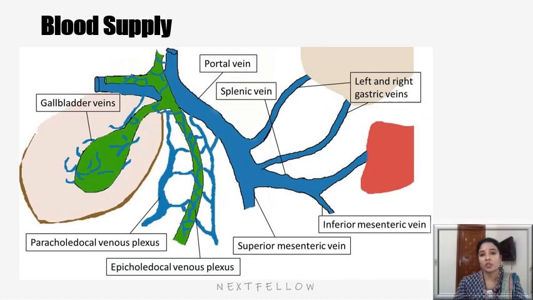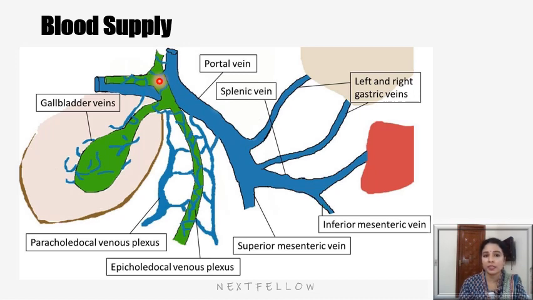And venous drainage of the gallbladder is by the cystic vein. The cystic vein drains into the portal vein. So you can see here the cystic vein along the plexus, which drains into the portal vein. And the portal vein again enters the liver and divides to form hepatic sinusoids. The hepatic sinusoids all converge to form the central vein of the hepatic lobule, and these central veins join to form hepatic veins, which finally drain into the inferior vena cava.